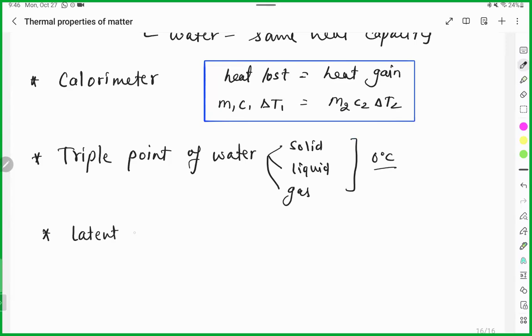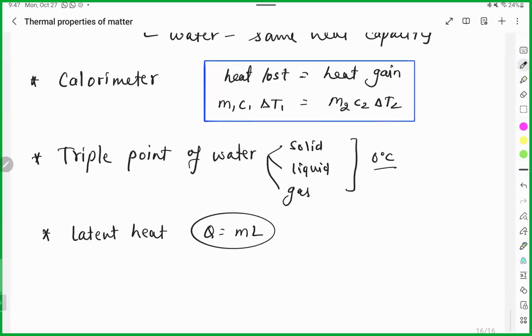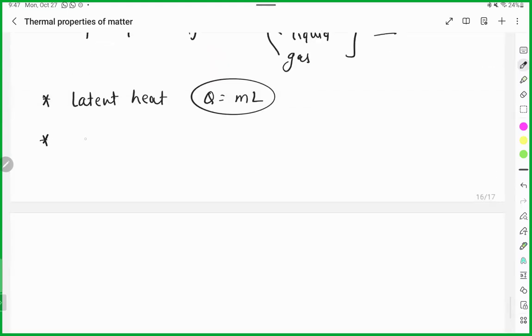Chandana, what is the latent heat formula? Q is equal to mL. And the L value depends on whether it is the latent heat for vaporization or for the freezing process. Pratigya, what are the different methods of heat transfer?